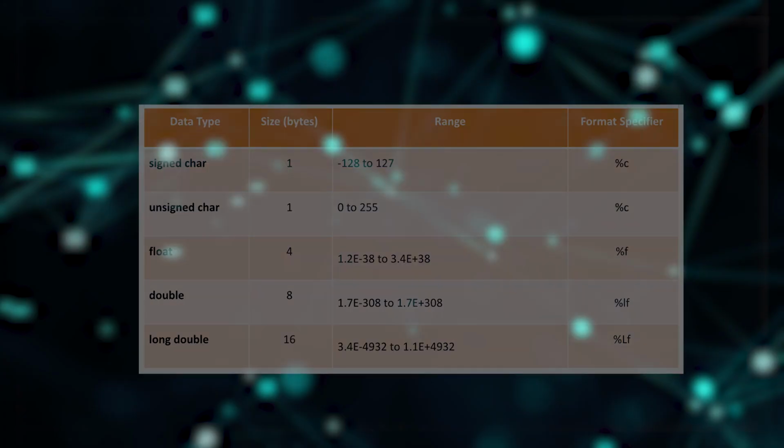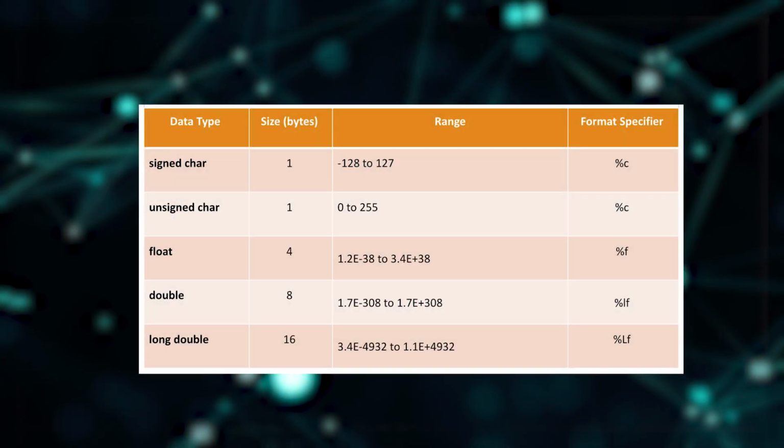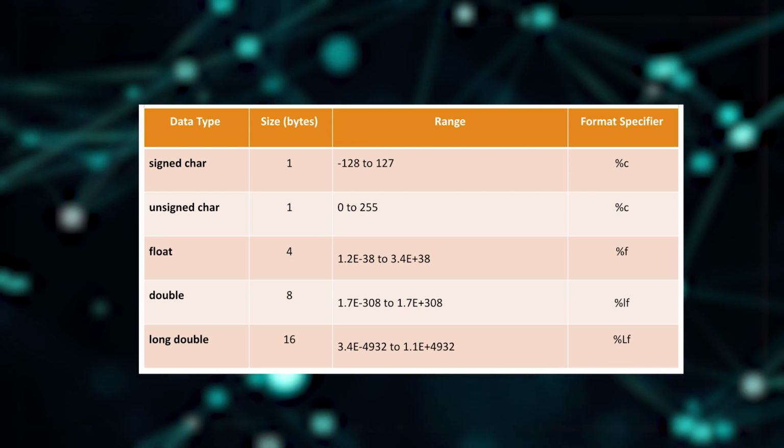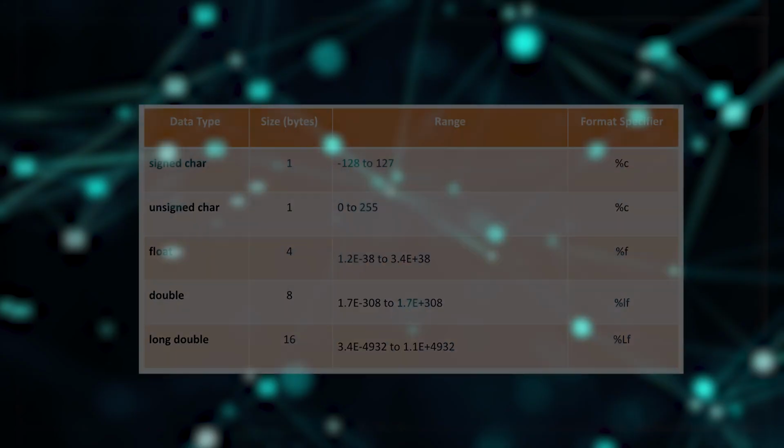Again, you can see different data types, and we have signed characters. The size is 1 byte, and we can see the range, and the format specifier is %c. And apart from this character, we have listed some different data types, and you can see this from this table.